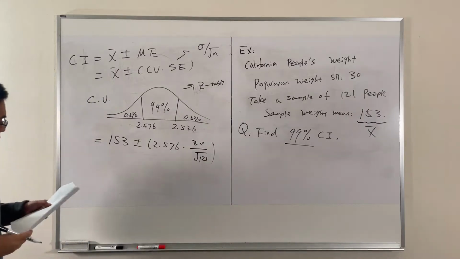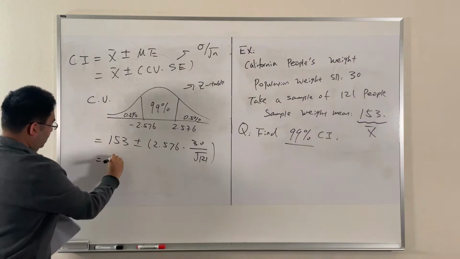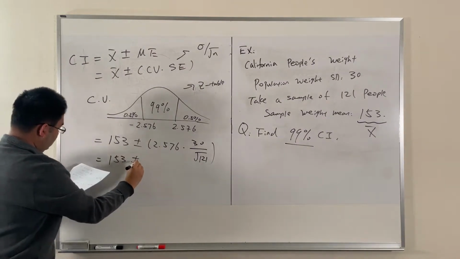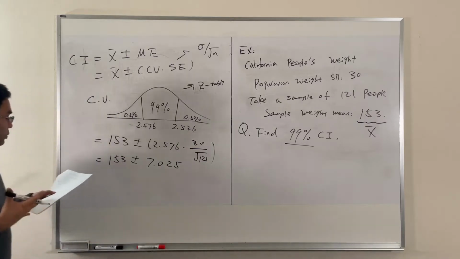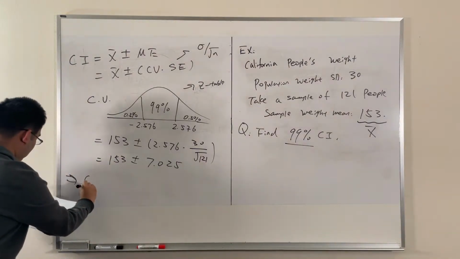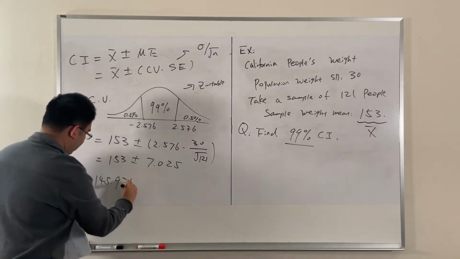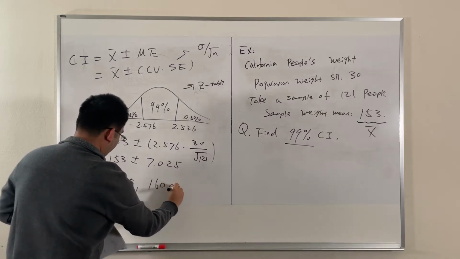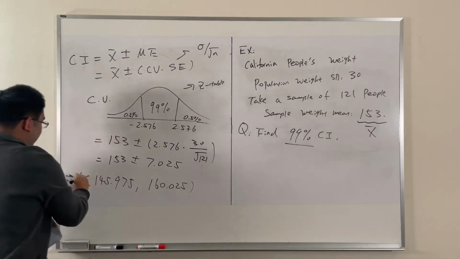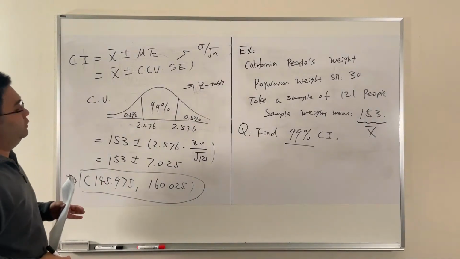Okay, so we're ready to continue solving this, and this equals 153 plus minus 7.025, and then the range we'll get is 145.975, and then the other side is 160.025. And this is how you construct a confidence interval, right?